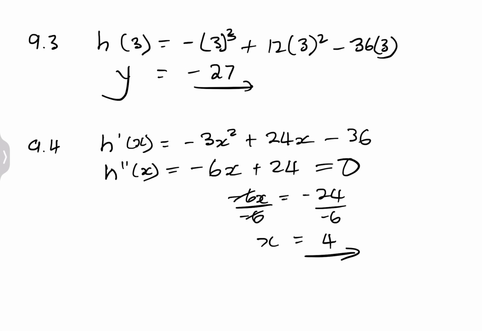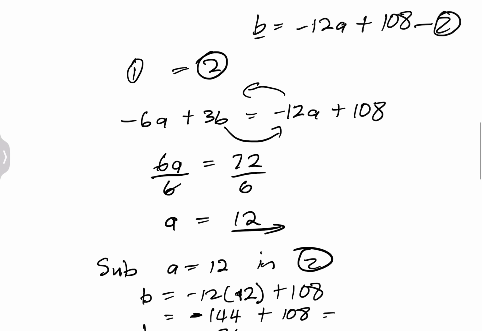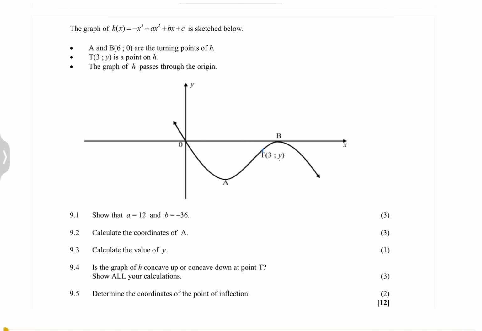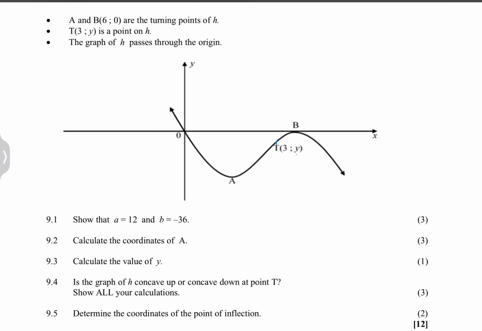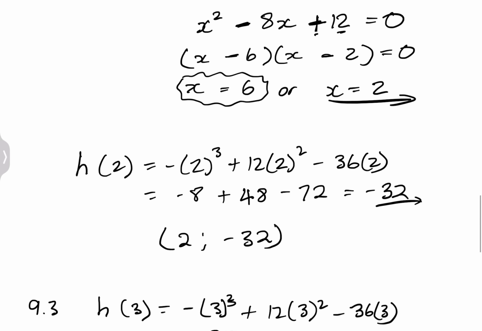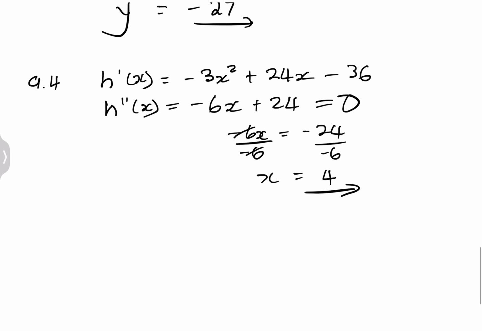By the way, you could also get that by finding the midpoint between the x values of your turning points. We already found that the turning points were at 2 and 6. So if you say 6 plus 2, that would give you 8, divided by 2, that would give you 4. All right, so that's another way of finding that.